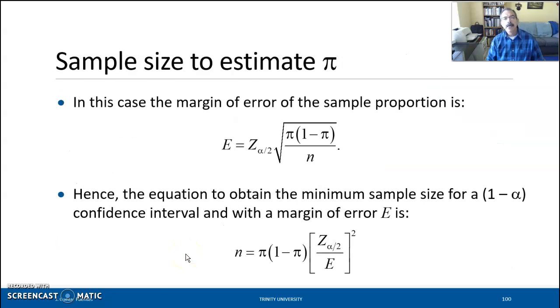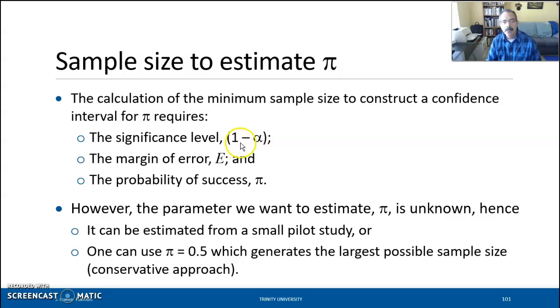All right, now let's look at how we calculate the sample size to estimate the population proportion, or the probability of success. Again, using the expression of the margin of error for the sampling distribution of the proportion, and doing some algebra, we find what n is equal to. And here's the expression of the margin of error. And to calculate this sample size, we need the significance level, we need the margin of error, and we need to know the probability of success, which is, of course, unknown.